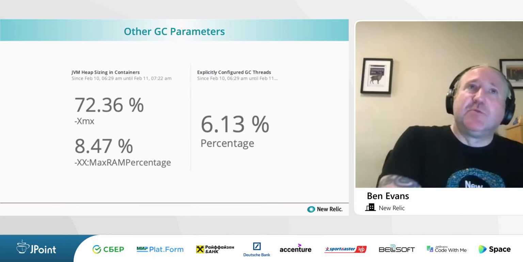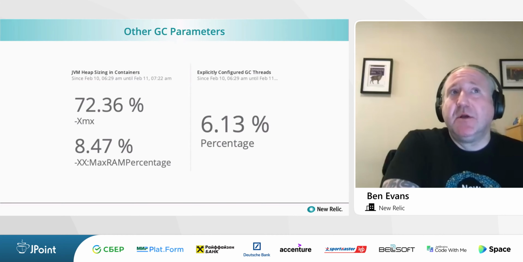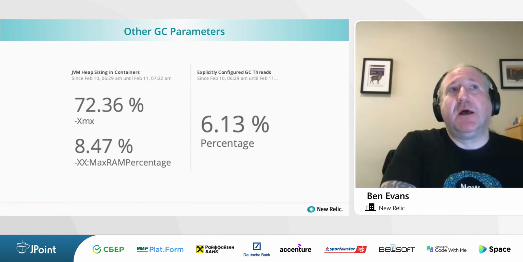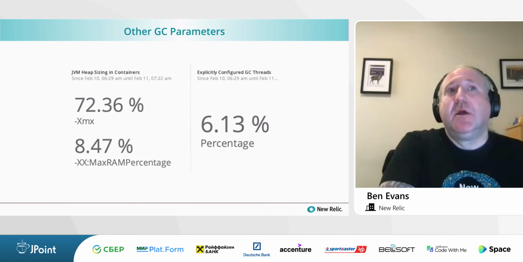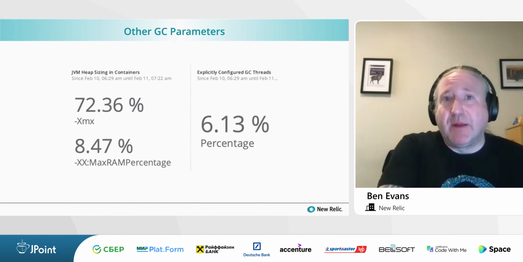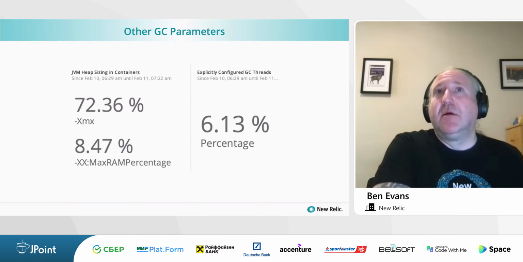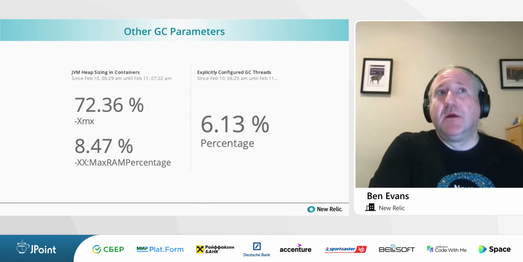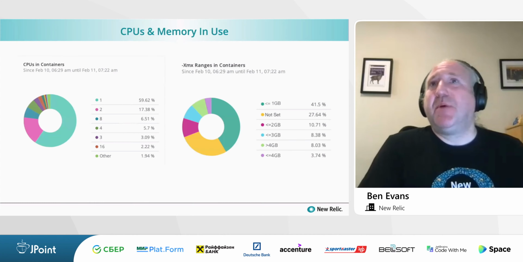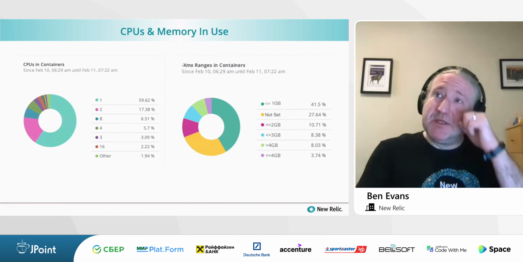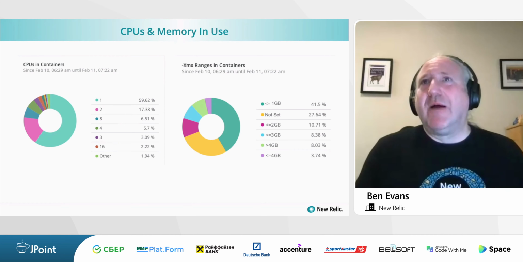Now, there's one other thing which we also need to look at, which is it's not just enough to look at Xmx. You also have to look at the other flag, because that's one of the newer flags which allows you to do something dynamically based on the size of the container rather than a static fixed limit. So in fact, if you take that 8.47%, that actually is part of the not set on this value. So okay, that makes things a small amount better.